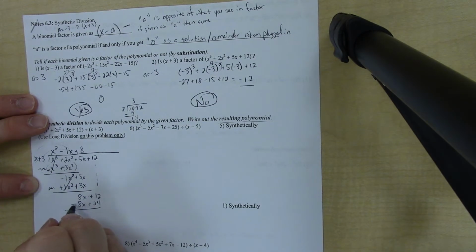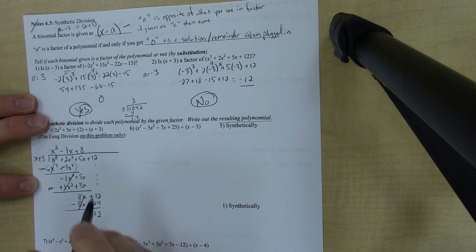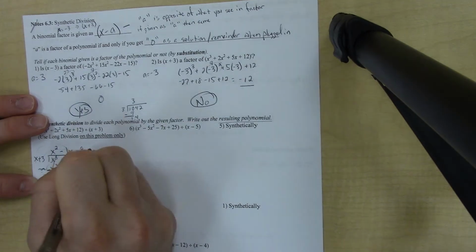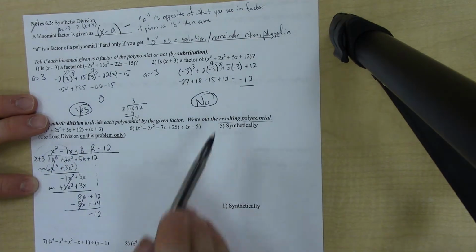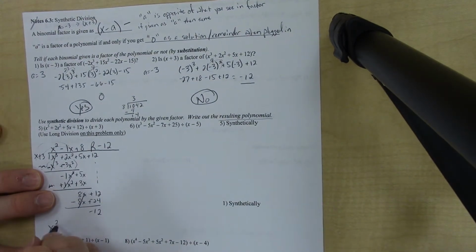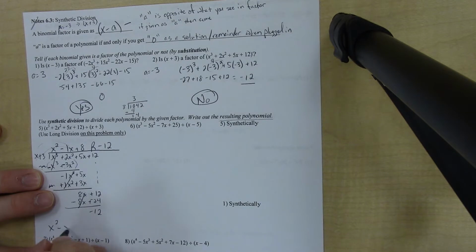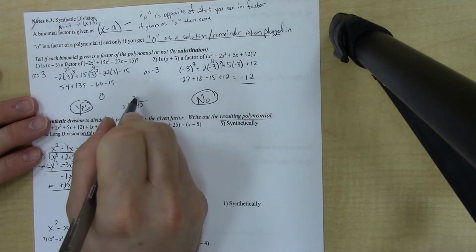I'm going to subtract it, so I'm going to take the opposite of both signs, and I get negative 12. So what I get here is a remainder of negative 12. Well, what it wants me to do though is write it out in polynomial form. So what do I have here? I have x squared minus x plus 8. Well, let me come back to this problem, okay?